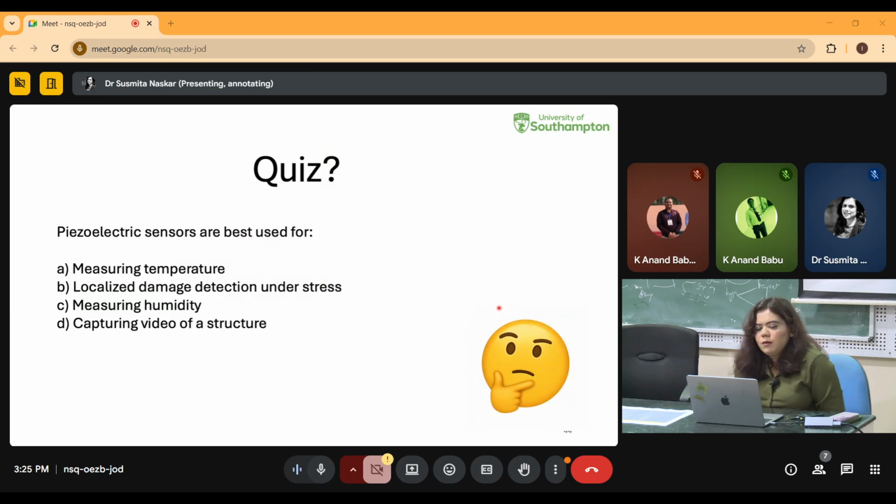So now I think this is quite easy for you to give an answer, because just now we talked about it. So when we talk about the PZT sensors, which one do you think is the best one to talk about, or the best to use?